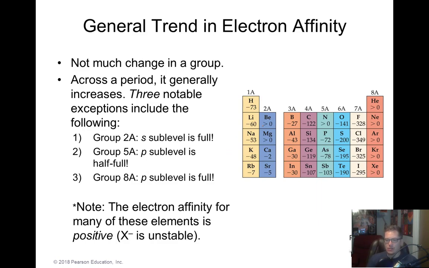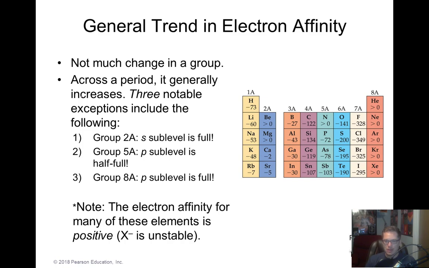All right, general trend in electron affinity. As you're changing in a group, there's really not much change. There's no real trend. For example, in this first column, the alkali metals, the trend is that the electron affinity increases as you go down a group. However, for the very next, the alkaline earth metals, they do the opposite. As you go down the group, they become more negative, right? Anyway, you can see there's not much of a trend as you go down a group.